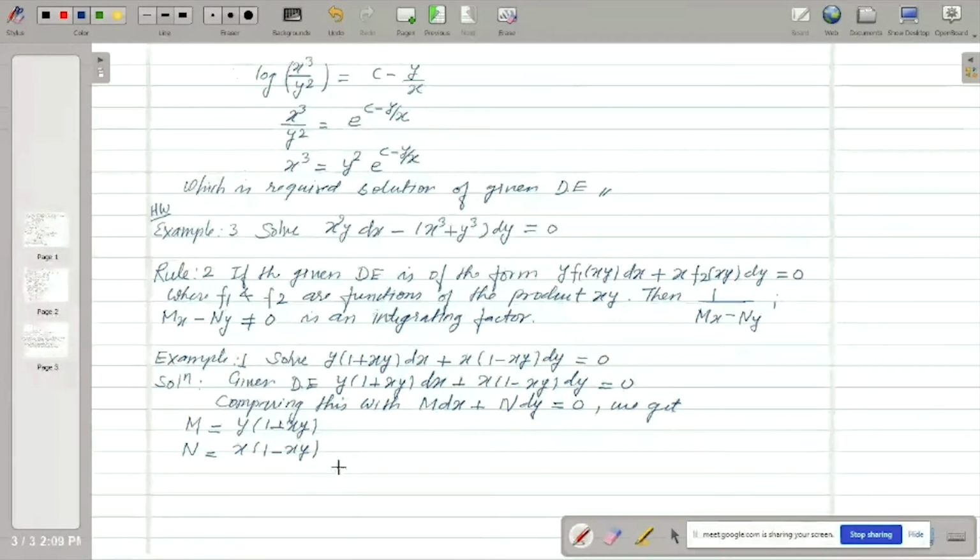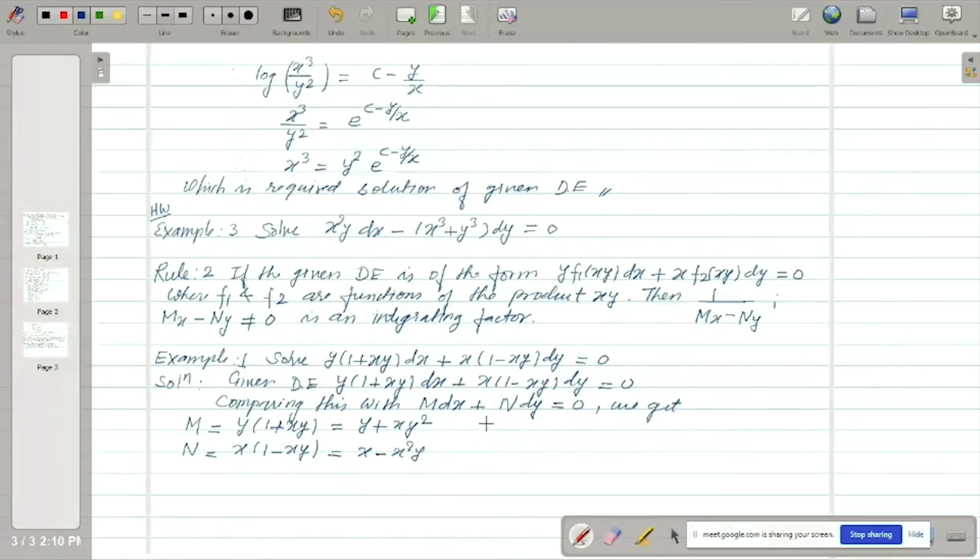First of all, we should show whether it is exact or non-exact. So for this, what do I have to do? We first simplify this. Just multiply inside. So M = y + xy square, and N = x - x square y. Now differentiating M partially with respect to y, and N partially with respect to x.